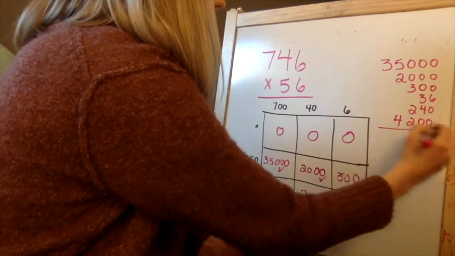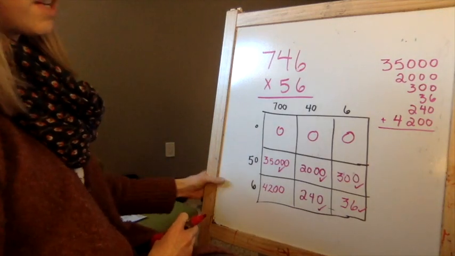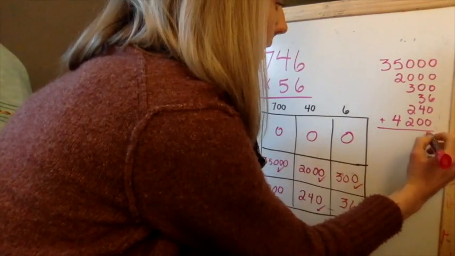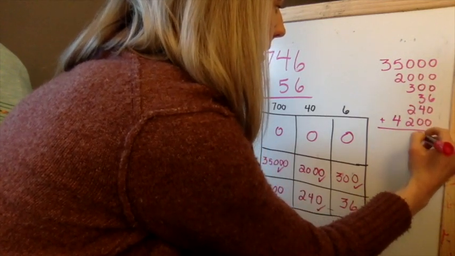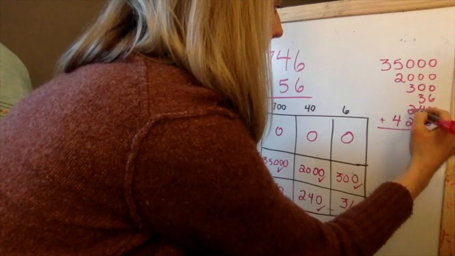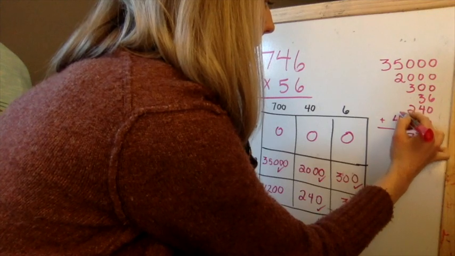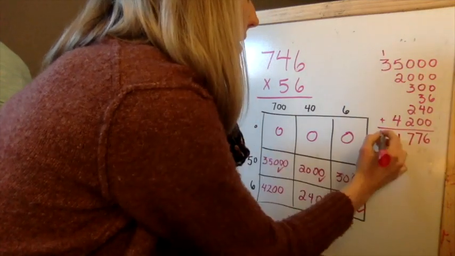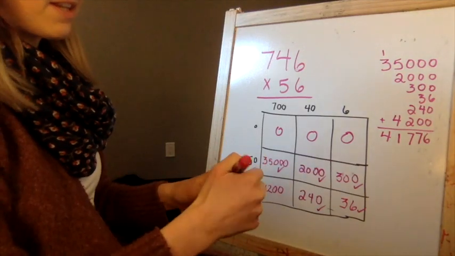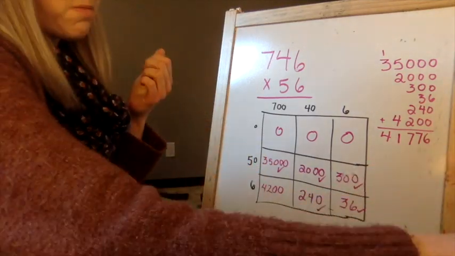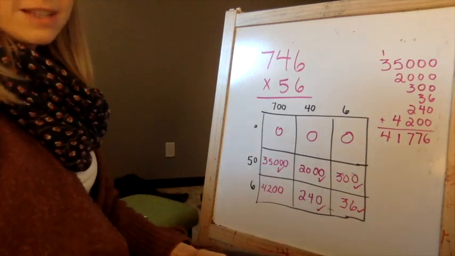4,200. Okay, now I add these together and let's find out what we have. 0, 0, 0, 6. Okay, 3 and 4, so 4, 5, 6, 7. 3, 5, 6, 7. 5 and 2 is 7. 8, 9, 10, 11. And then my total is 41,776. Now, partial products fans, if you use partial products or Grandma and Grandpa's way to figure this out, you should have the same product as I have here.